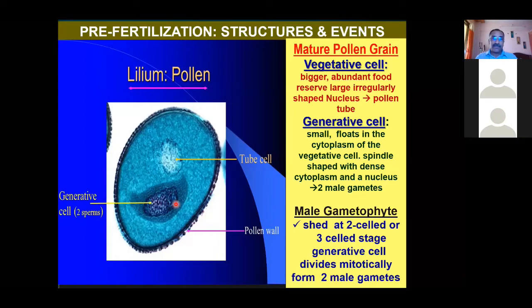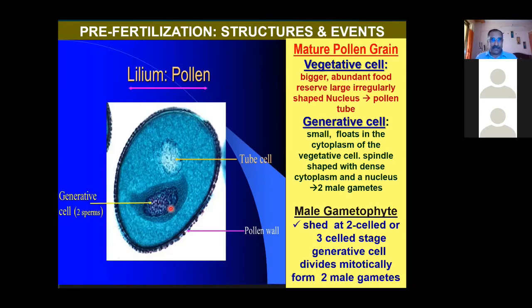Sometimes even before releasing the pollen grain from the anther, this generative cell will divide and it becomes two sperms or two male gametes. Then we can say it will be in a three-celled stage. Now it is two-celled stage, but once it is divided, it will be three-celled. But normally this cell divides when it is in the pollen tube.